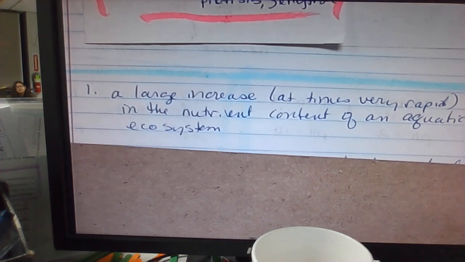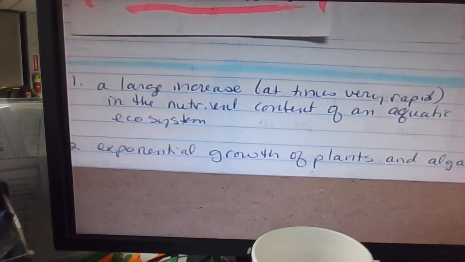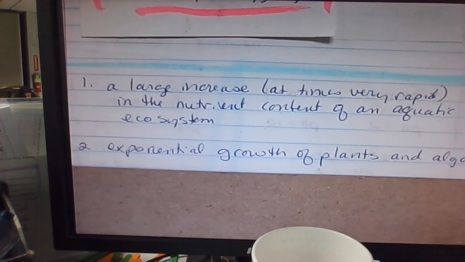nutrient content all at once, then that leads to an exponential growth of plants and algae.